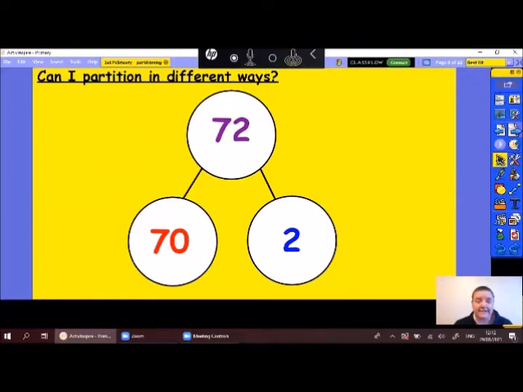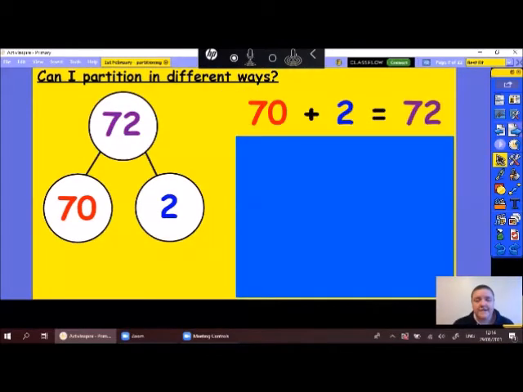Partitioning things into tens and ones makes a lot of different calculations easier. This sort of triangular arrangement of numbers also helps us to remember our number facts. You might have heard them called sister sums or fact families. Let's have a look. So we know that 70 add 2 is 72. Our part-whole diagram shows us this.